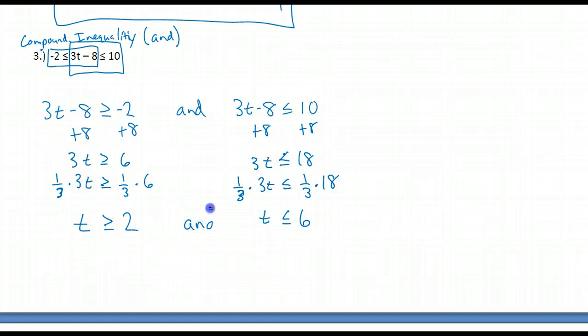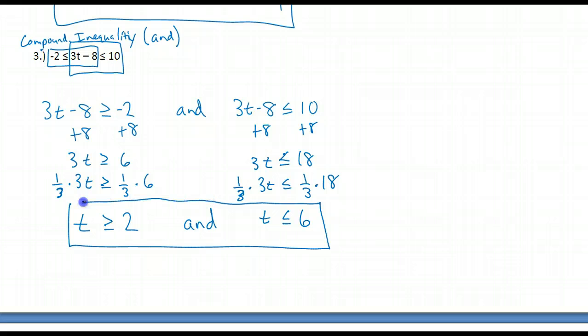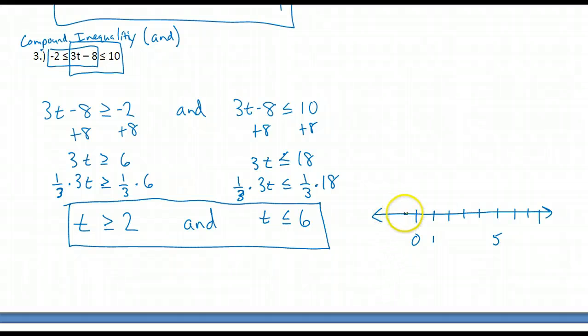Now this was a compound AND inequality, which means that I need to satisfy both inequalities in order to have a solution to this total inequality. To graph my solutions, I'm going to use a number line. I'm going to put a dot at 2, but this time I'm going to put a closed dot, because of this or equal to symbol. That means that 2 can be a solution.